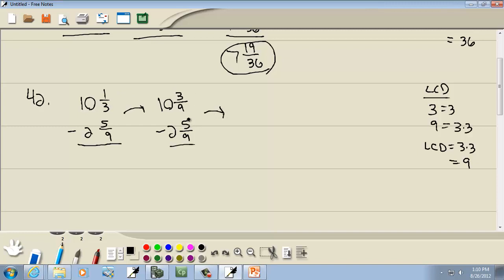Well, obviously I can't subtract 5 from 3, so I need to borrow. It means this goes down by 1, so that's 9. And then you add the denominator to the top part. 9 plus 3 is 12, so that becomes 12 9ths. Minus 2 and 5 9ths. Well, 12 minus 5 gives us 7, so we got 7 9ths, and 9 minus 2 gives us 7. So our answer is 7 and 7 9ths.